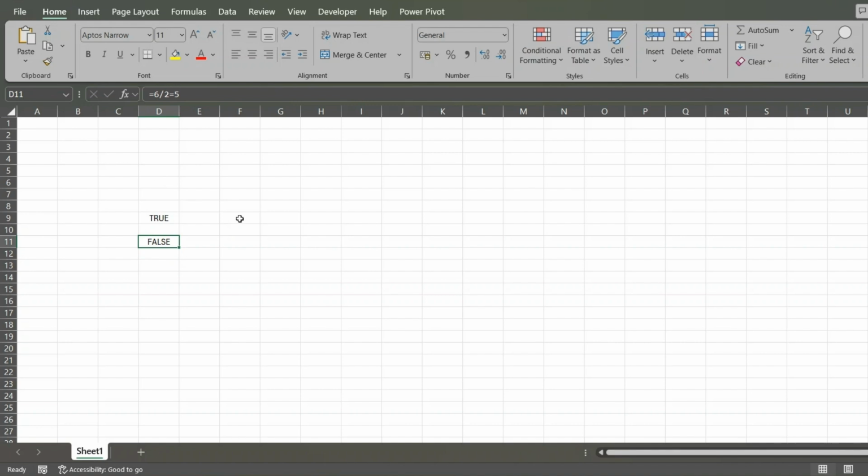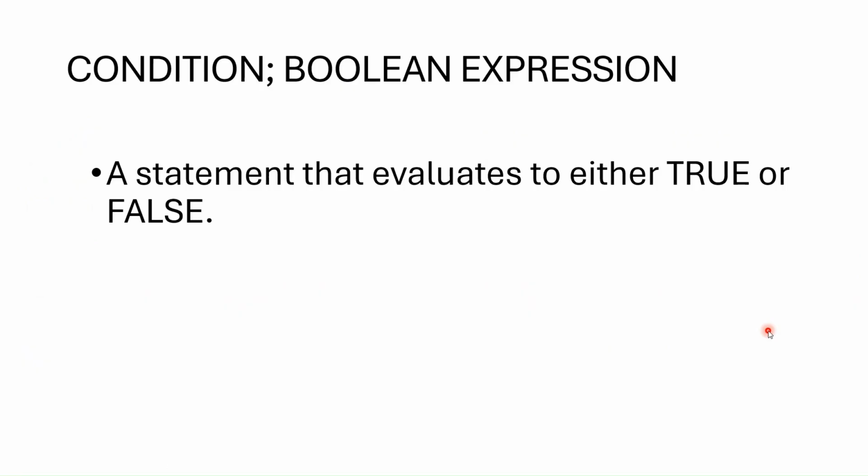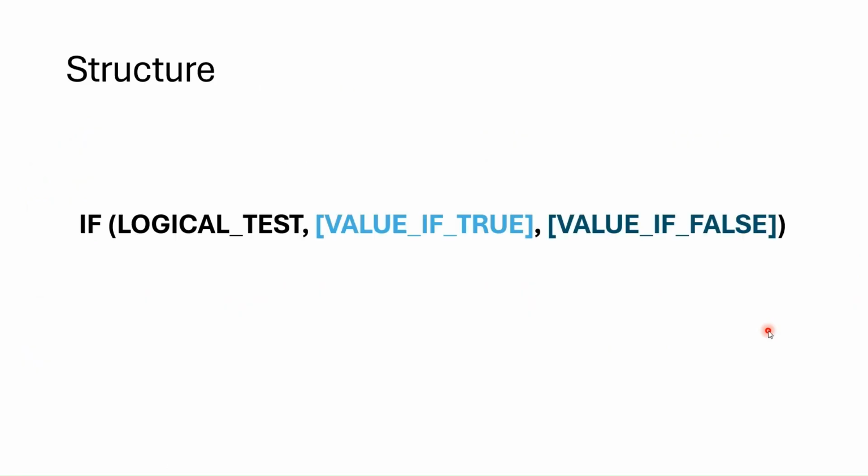So this is what we mean by the Boolean expression. It evaluates to a true or false. It's a statement here that evaluates to a true or a false. So that's examples of Boolean expressions in Excel. So let's now take a look at the structure of the if function.